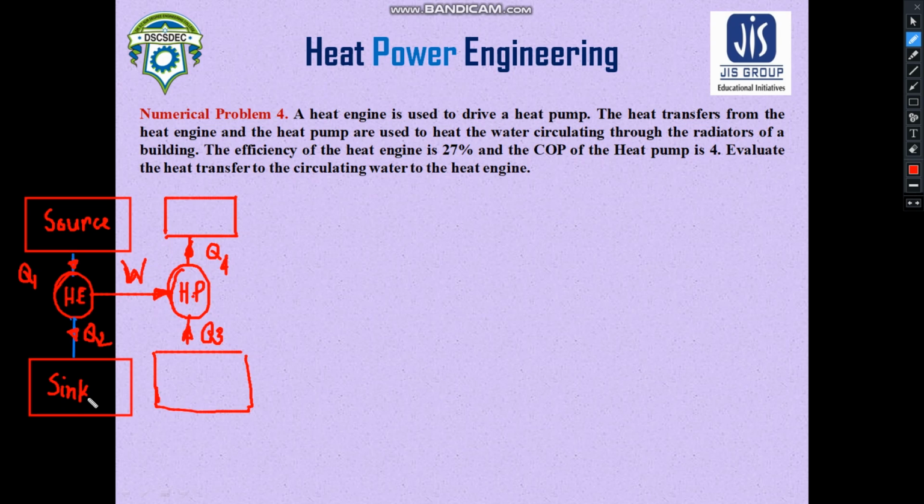Similarly, the heat engine is operating between the source and the sink, receiving heat Q1 from the source and rejecting heat Q2. So this Q2 is a heat transfer from the heat engine. Okay, very easy to understand. Q2 is the heat transfer from the heat engine, not Q1, because Q1 is a heat transfer from the source. Similarly, this is your sink over here for the heat pump, and this is the source. Obviously, both of this source and sink are maintained at different temperatures for the heat engine and the heat pump.